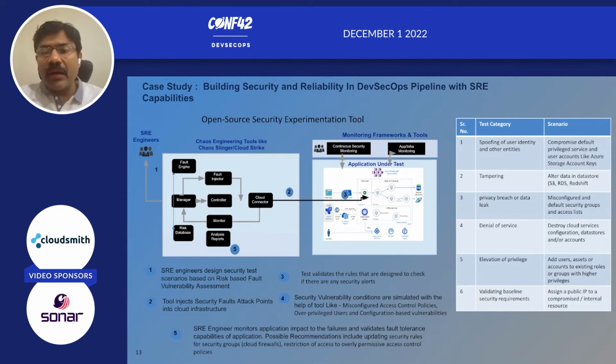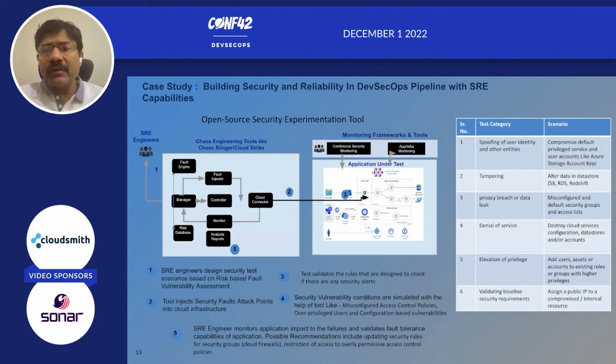A chaos analyzer analyzes the scores and generates the report. Possible recommendations include updating security rules for security groups. If you are creating any ingress rules, they can be added or enhanced based on what you understand after the simulation. Other recommendations are restriction of access, as well as making sure access control policies are intact. All these are important recommendations that can be derived from chaos engineering experiments.